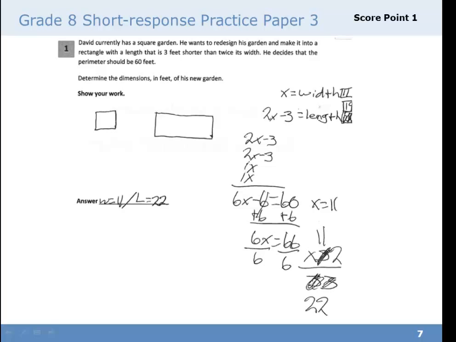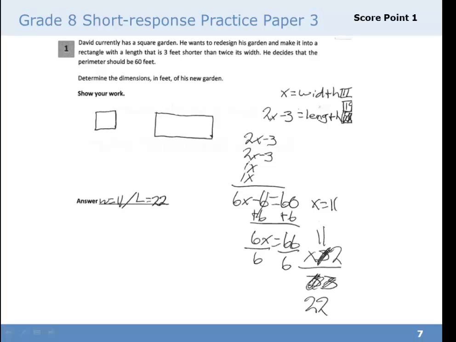Practice Paper 3 receives a score point of 1. This response shows only partial understanding of the mathematical procedures in the task. The length of each side is correctly determined in terms of x, and the perimeter equation is appropriate, resulting in the correct value for x. However, the value given for the length is multiplied by 2, rather than being substituted back into the initial expression for the length, 2x minus 3. Therefore, only the width dimension is correct.